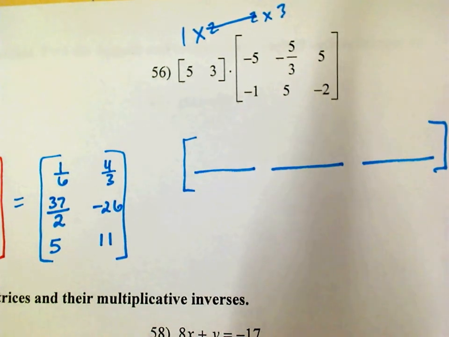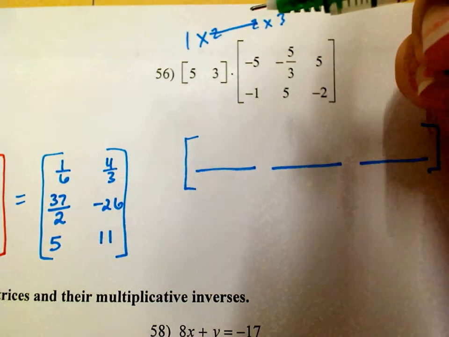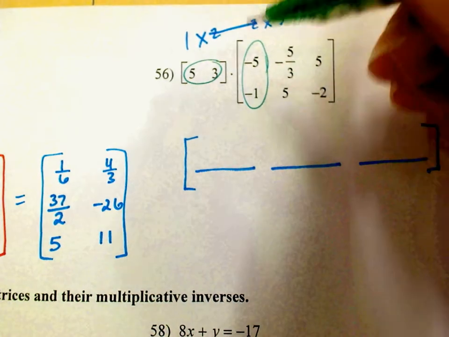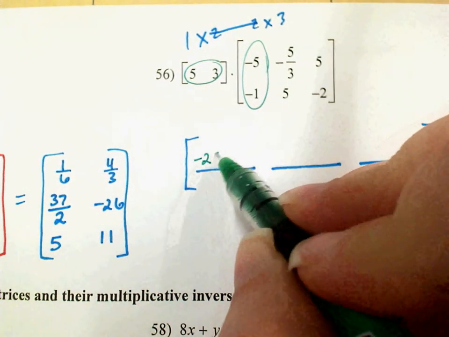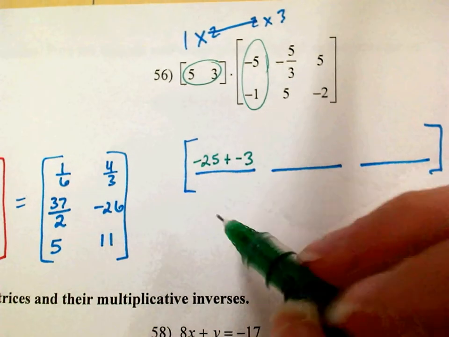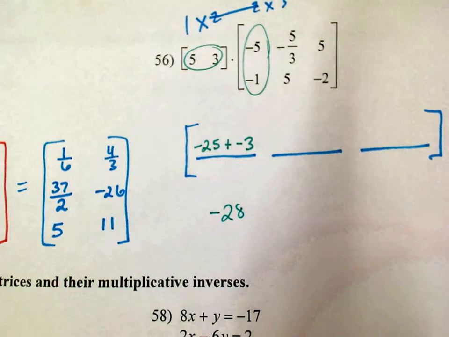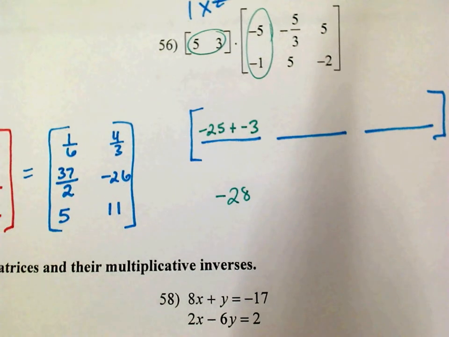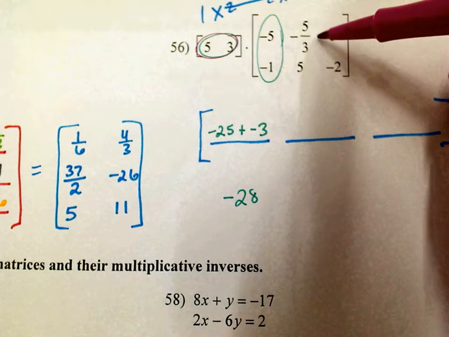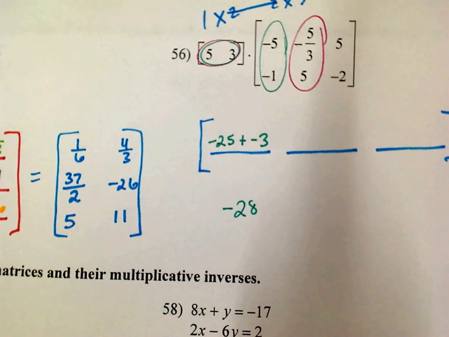I only have one row, right? So this row by this column. What's 5 times negative 5? Negative 25. What's 3 times negative 1? Negative 3. Let's go ahead and figure that out. What is that? Okay, so my first term is negative 28. Now I do row by column. Still just this row, now the middle column. What's 5 times negative 5/3? Negative 25/3. Just multiply across.